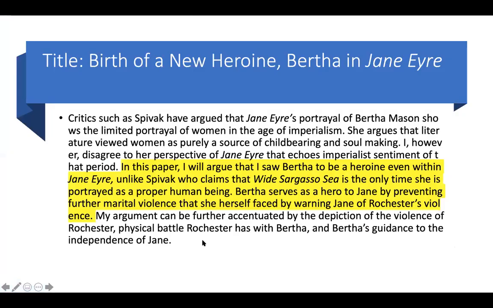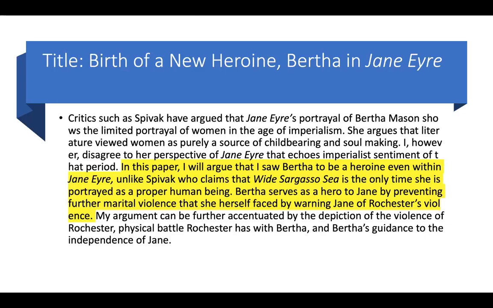So this is an example of a very old paper. Critics such as Spivak have argued that Jane Eyre's portrayal of Bertha Mason shows the limited portrayal of women in the age of imperialism. She argues that literature viewed women purely as a source of childbearing and soul-making. I, however, disagree with her perspective of Jane Eyre as echoing imperialist sentiment of that period. And this is where my thesis comes. In this paper, I will argue that I saw Bertha to be a heroine, even within Jane Eyre, unlike Spivak, who claims that Wide Sargasso Sea is the only time she is portrayed as a proper human being.